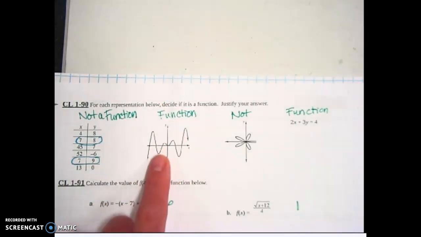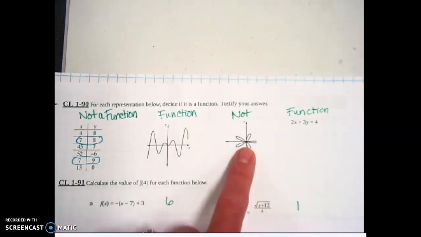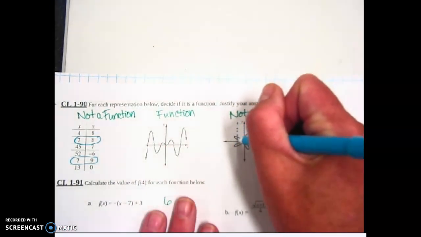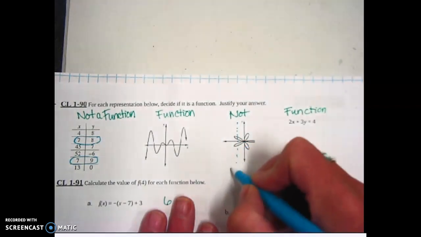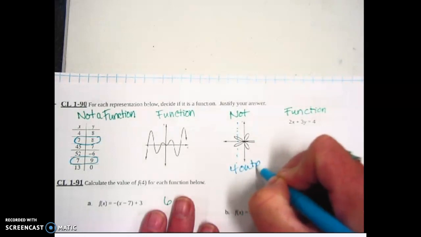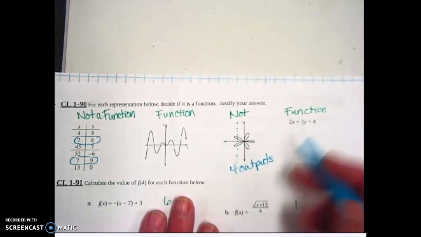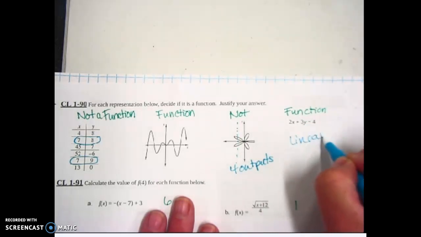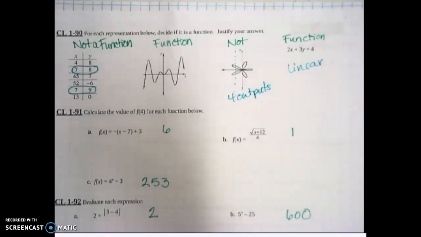The second one is yes, it is a function, because for every x you put in, you only get out 1 y. While this one is not, because right here, you have 1, 2, 3, 4 outputs. And then the last one is yes, it is a function, because it's going to be a linear function. If you get y by itself, it's going to be a line.